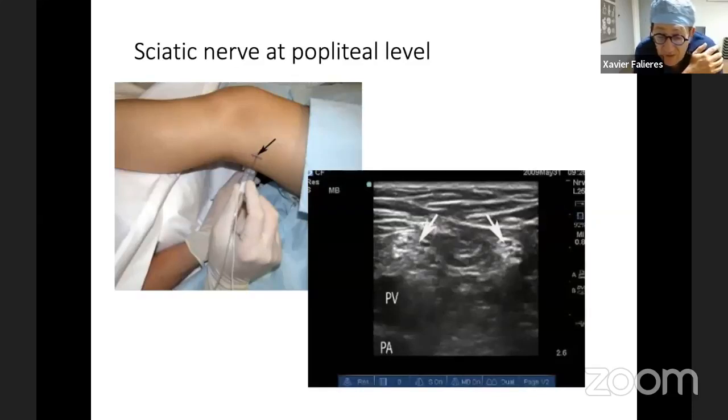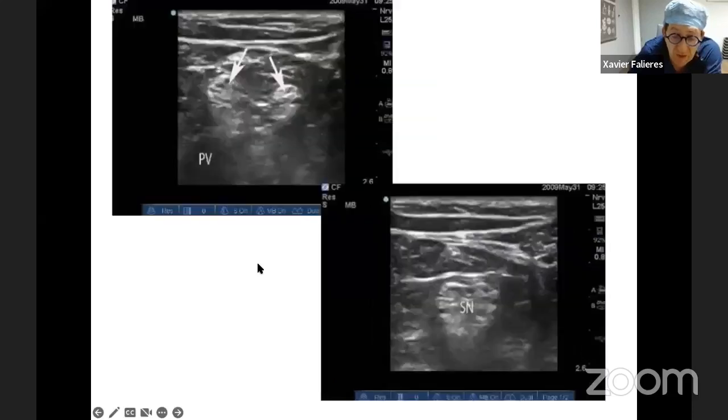Next is the sciatic nerve at the popliteal level, the popliteal block. Don't go too low, because if you go with your ultrasound just under the knee, you will have the tibial and the fibular and peroneal parts separated from each other. So you have to go somewhat higher, and then you will see it become one nerve, the sciatic nerve. It's much easier to give the block higher, 8 to 10 centimeters above the first localization under the knee.